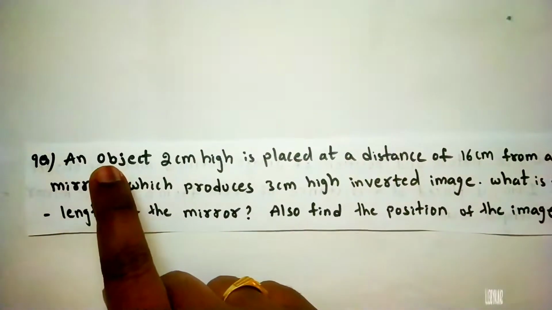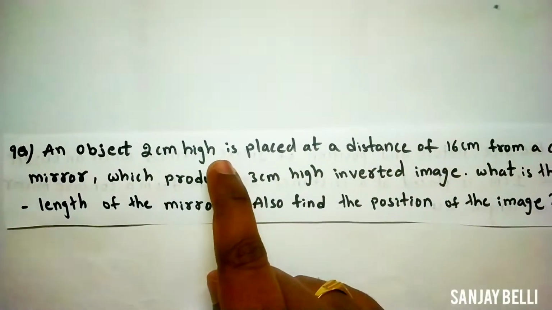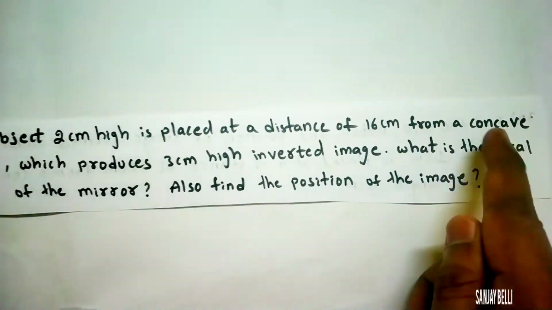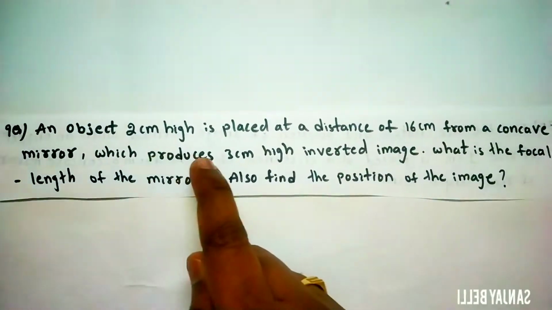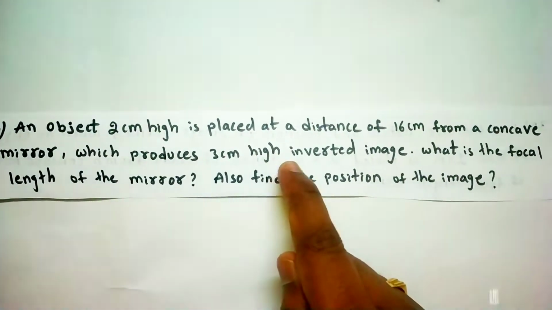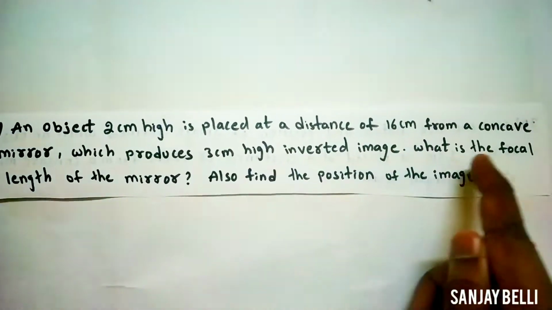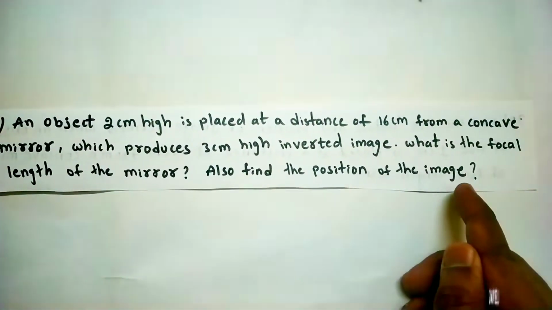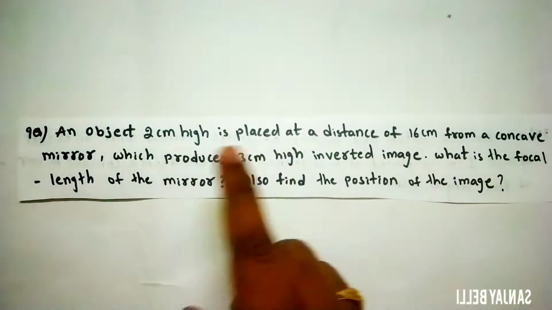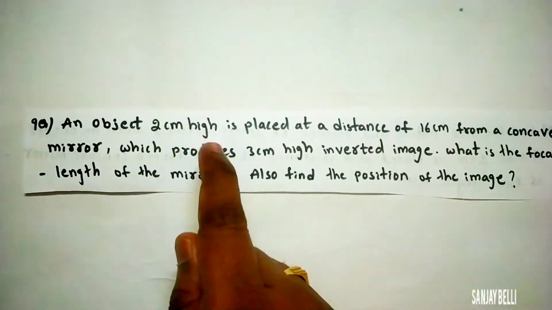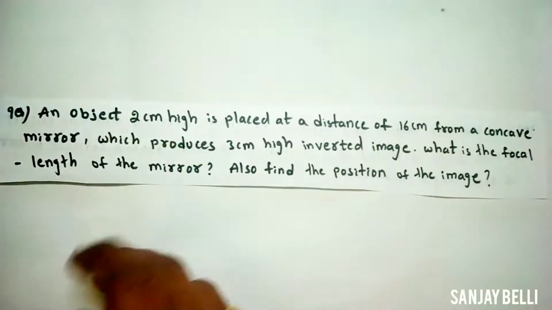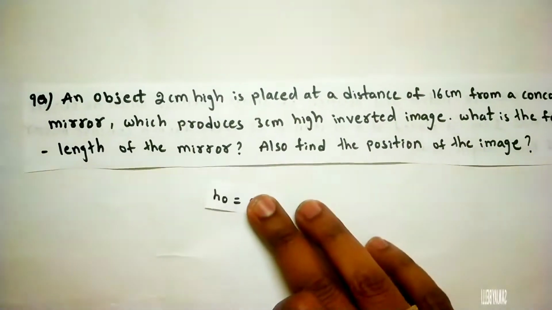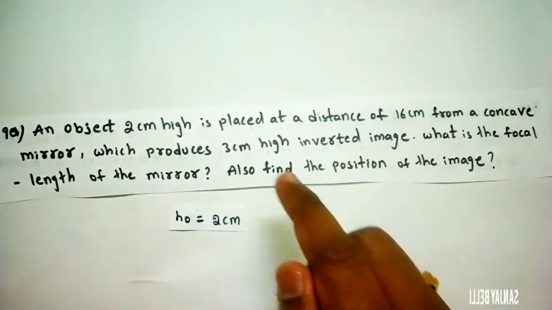Ninth question. An object 2 centimeters height is placed at a distance of 16 centimeters from a concave mirror which produces a 3 centimeters height inverted image. What is the focal length of the mirror? Also find the position of the image. So just see, an object 2 centimeters height is nothing but object height. So he gave an object height of 2 centimeters.